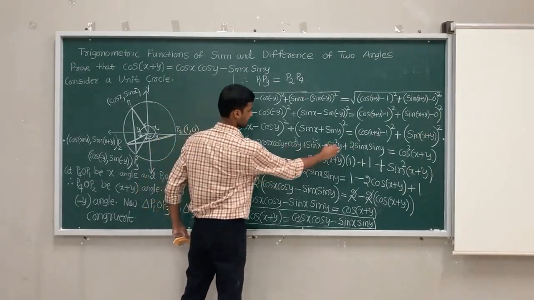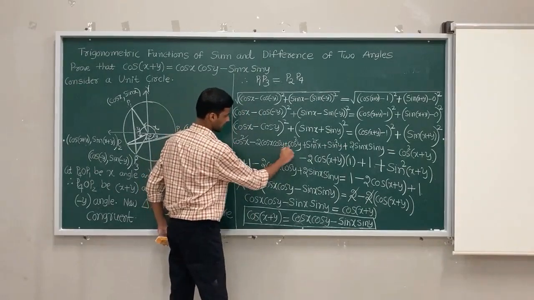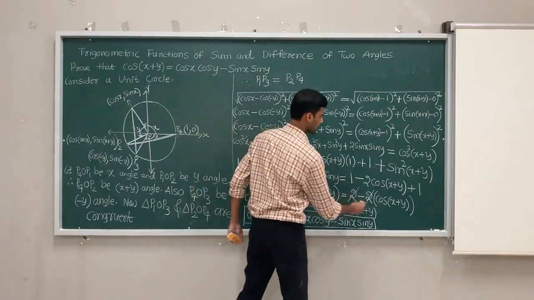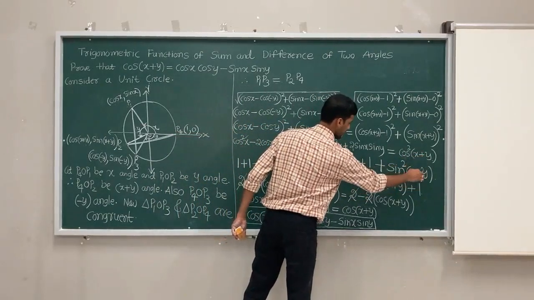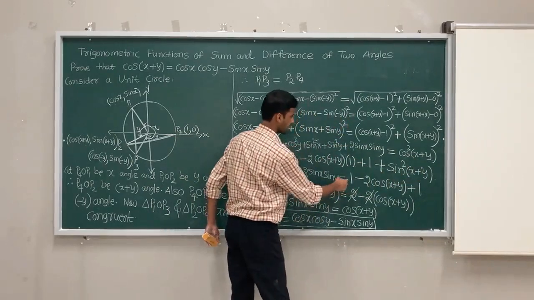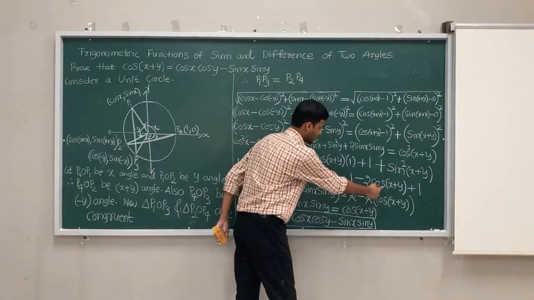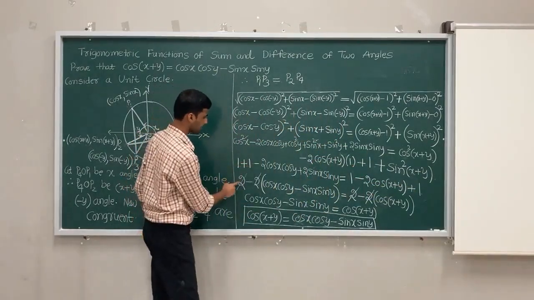Then cos square y plus sin square y. I know that answer is 1. So 1 plus 1, I wrote this as well as this term as it is. I know that cos square of x plus y plus sin square of x plus y, again they have same angle, so answer is 1. Then I wrote this minus 2 times cos of x plus y as it is, plus 1. Then in the next step 1 plus 1 is 2.